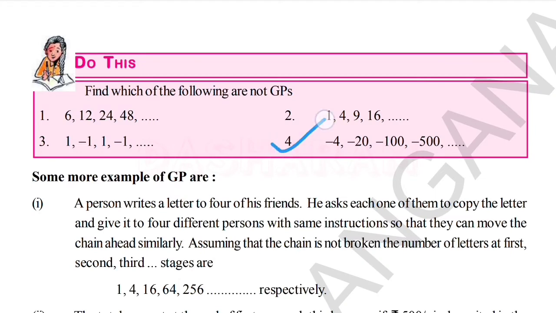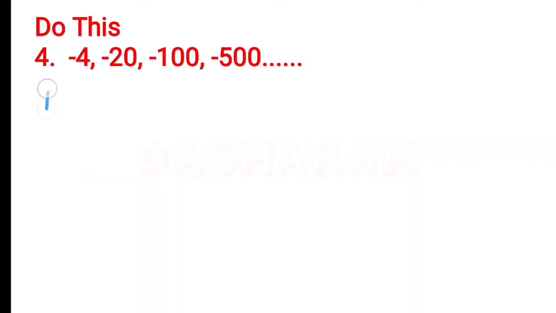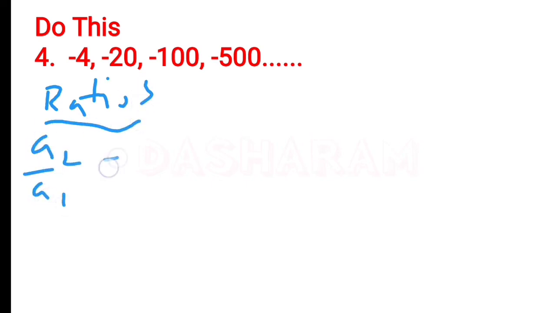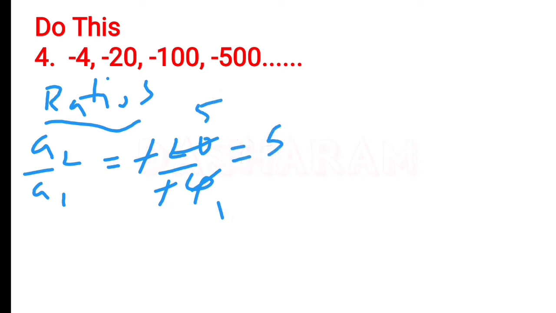Next, the fourth question: minus 4, minus 20, minus 100, minus 500, and so on. So here let's find out the ratios. The first ratio is A2 by A1. A2 value is minus 20 by minus 4. See here, minus minus cancel, 4 ones are 4, 5 fours are 20, it is equal to 5.